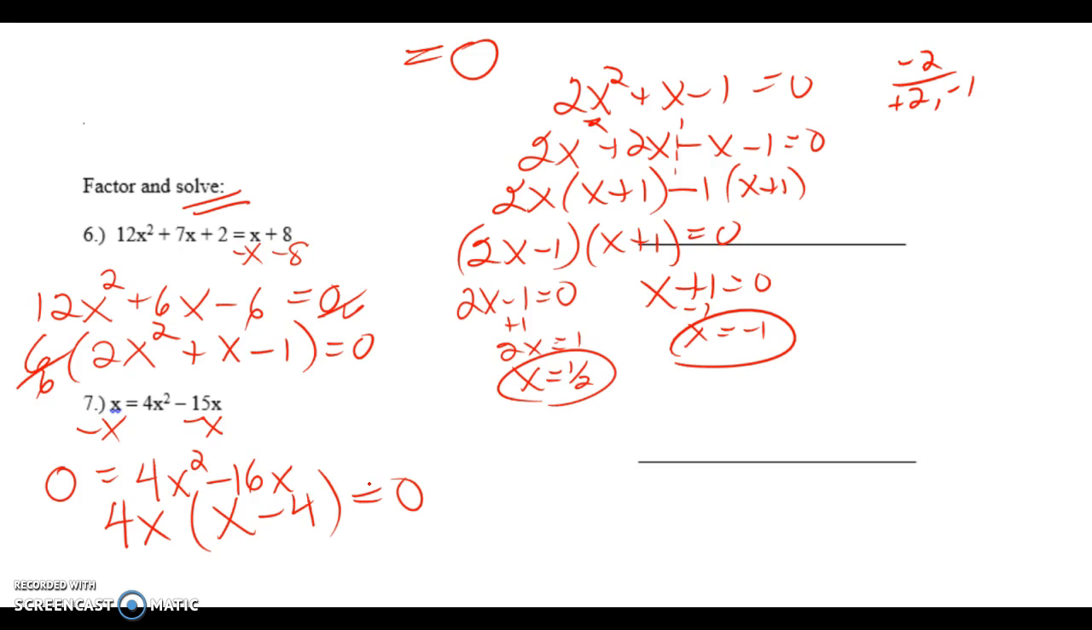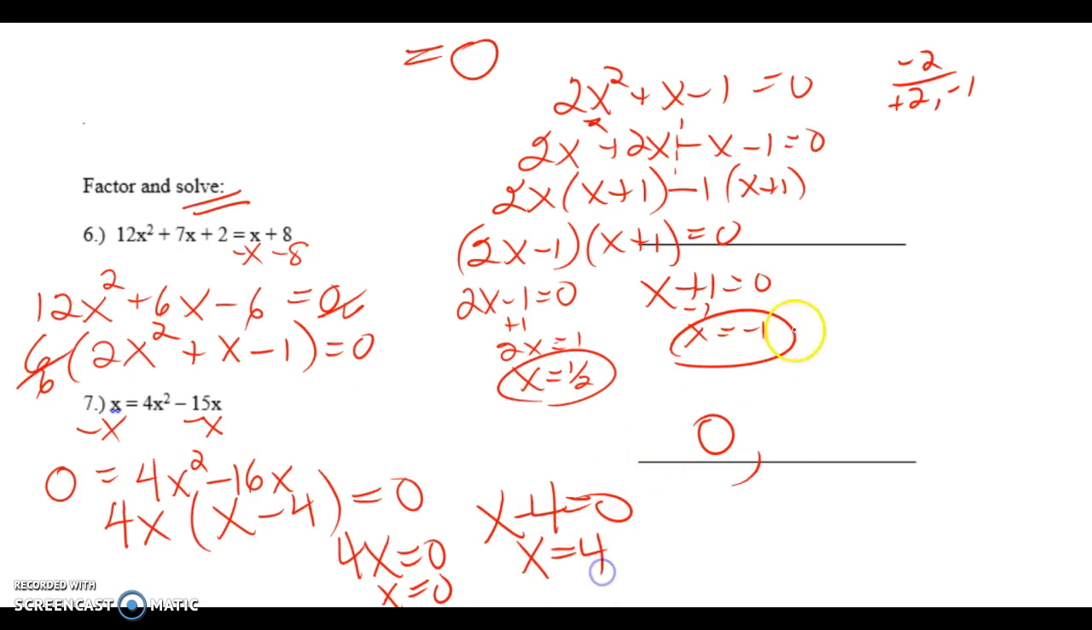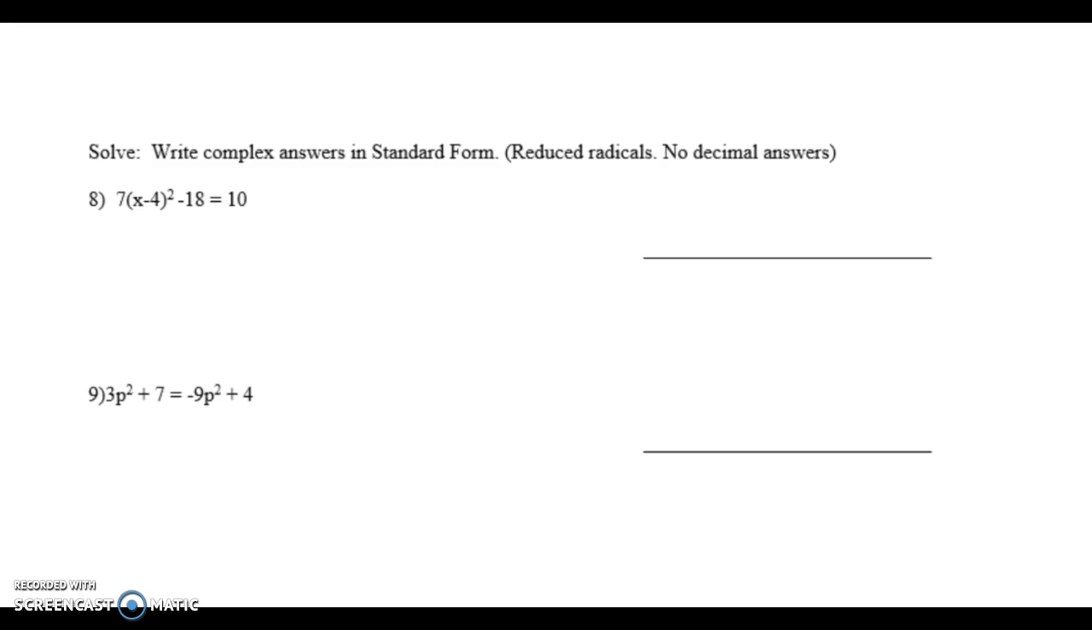You guys, there are my two factors. 4x equals 0, so x equals 0. x minus 4, excuse me, let's write that a little neater. x minus 4 equals 0, x equals 4. Those are my x's right there. People way overthought this. It actually was supposed to be very simple. Moving on.